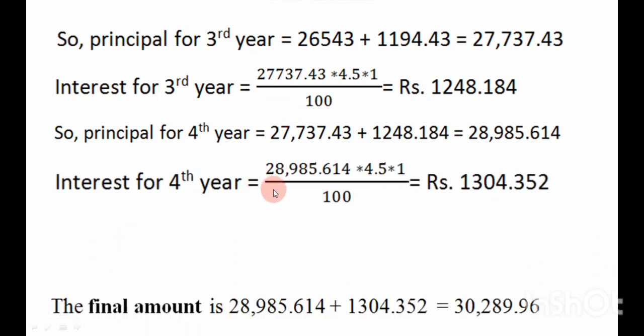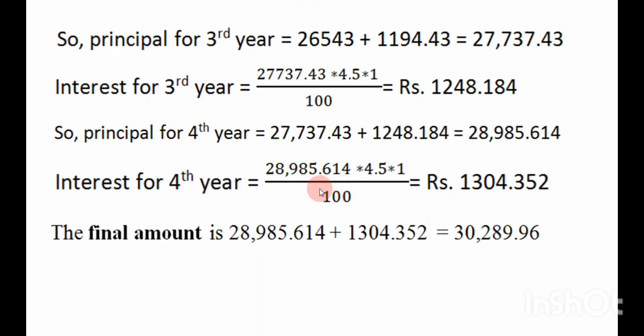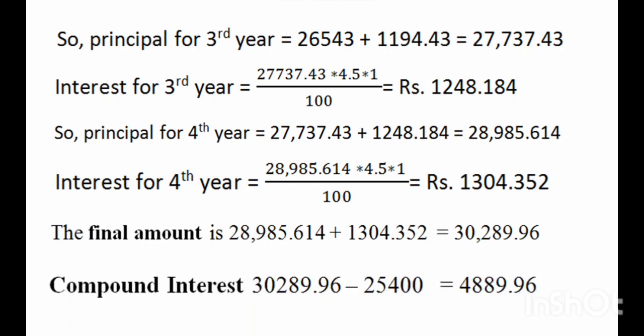Now interest for fourth year. The same way, we have to do PRT divided by 100, the simple interest formula. We'll get an interest value and we'll get the final amount just by adding 28,985.614 plus 1,304.352. If we add, we'll get an answer 30,289.96. Here the compound interest is, just as I have mentioned before, from the final amount we have to subtract the principal value. So we will get 4,889.96.